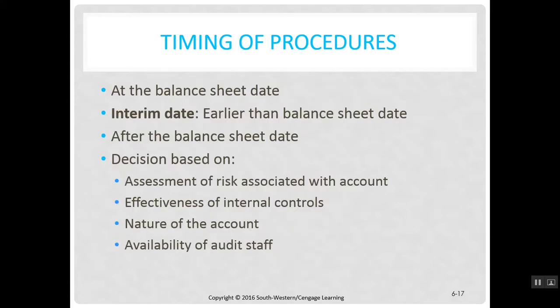You can refer to Exhibit 6.7 in the book for management assertions and examples of the related audit procedures that you would use to test those assertions. The exhibit shows you what you could do for fixed assets and contingencies.